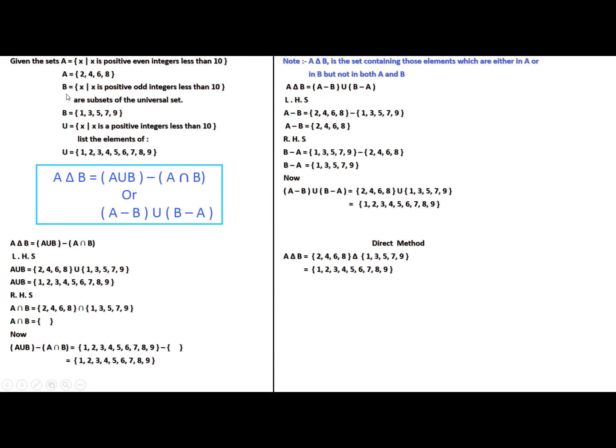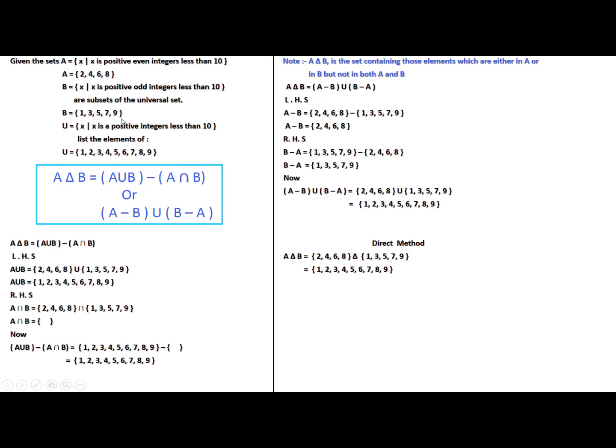Now we are finding the elements of B. B is equal to curly bracket x such that x is a positive odd integer less than 10. What are odd integers? Those numbers which do not come in 2's table are called odd numbers. So see here, 1 does not come in 2's table, 3 does not come, 5 does not come, 7 does not come, and 9. So these are called odd integers.